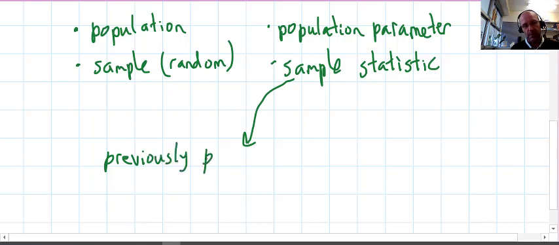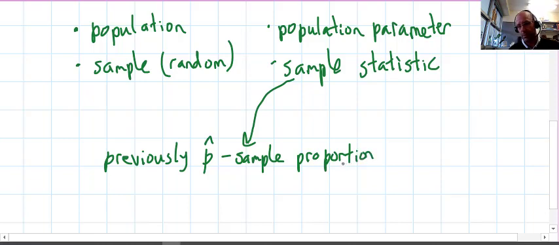Perhaps with sample statistics, in previous work, you've seen this thing called p hat, which is the sample proportion. That's in previous work. We're going to contrast with what we're doing in this body of work. You might have seen previously little p, which is the population proportion.